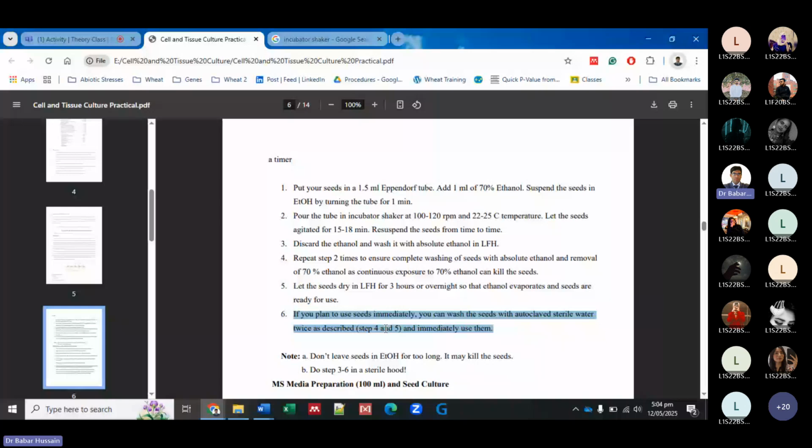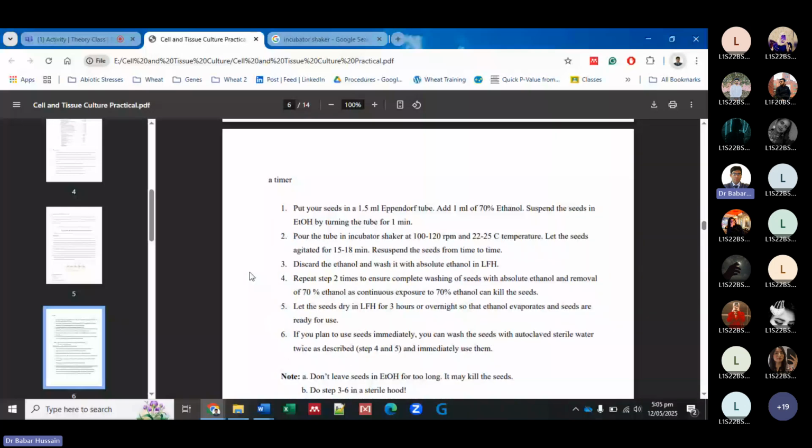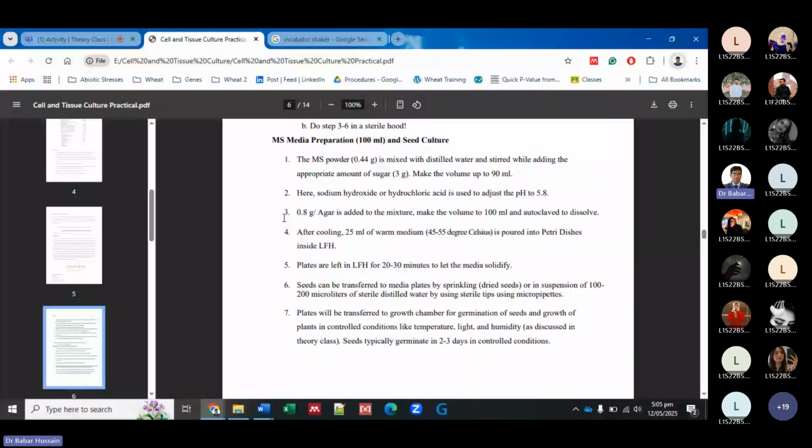So cautions: do not leave seeds in ethanol for too long, it may kill the seeds. Do the steps 3 and 6 in sterile hood, and the seeds are ready. But another thing is also needed. What is it? We have already studied that we have to make MS media. We have already studied how to make 1 liter of MS media. This is just a repetition.